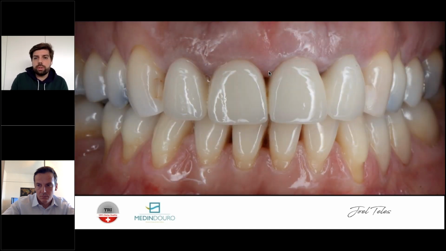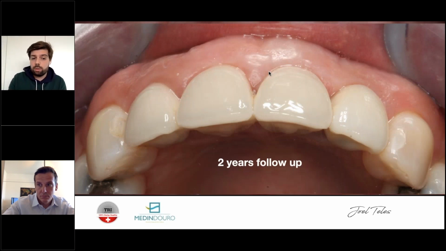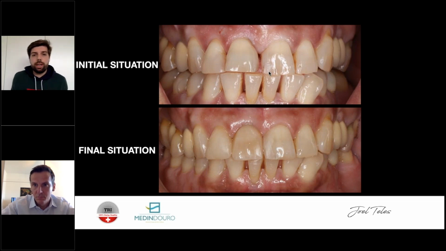So this is the end result of this case. And after 2 years, you can see that everything is still in place, even though it's a cemented restoration, which I really don't like. So back to our initial case, and just to get to the final of this webinar, you get to see the beginning of our story, and you get to see the end of our story.